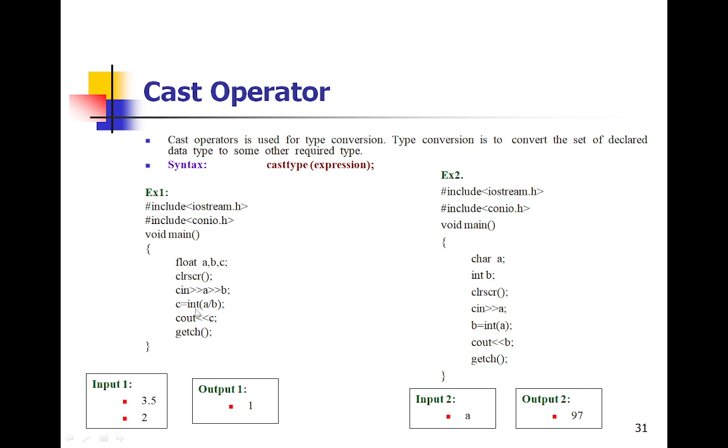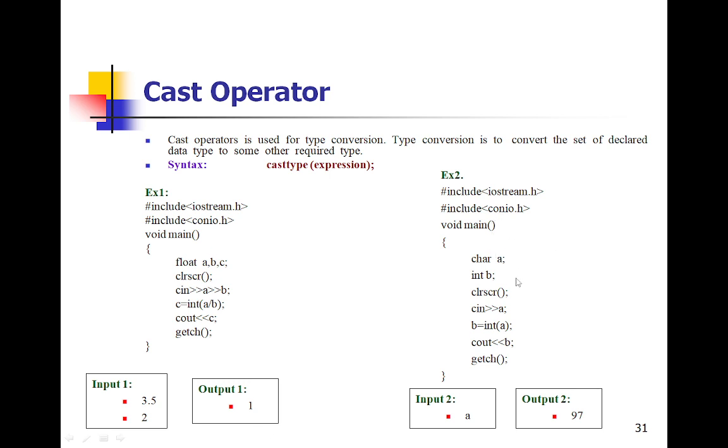When type casting is performed, the value has been changed to 1. So 3.5 divided by 2, what is the value of it? 1 point something, but I need the integer type of value. So cout will display that value as 1.